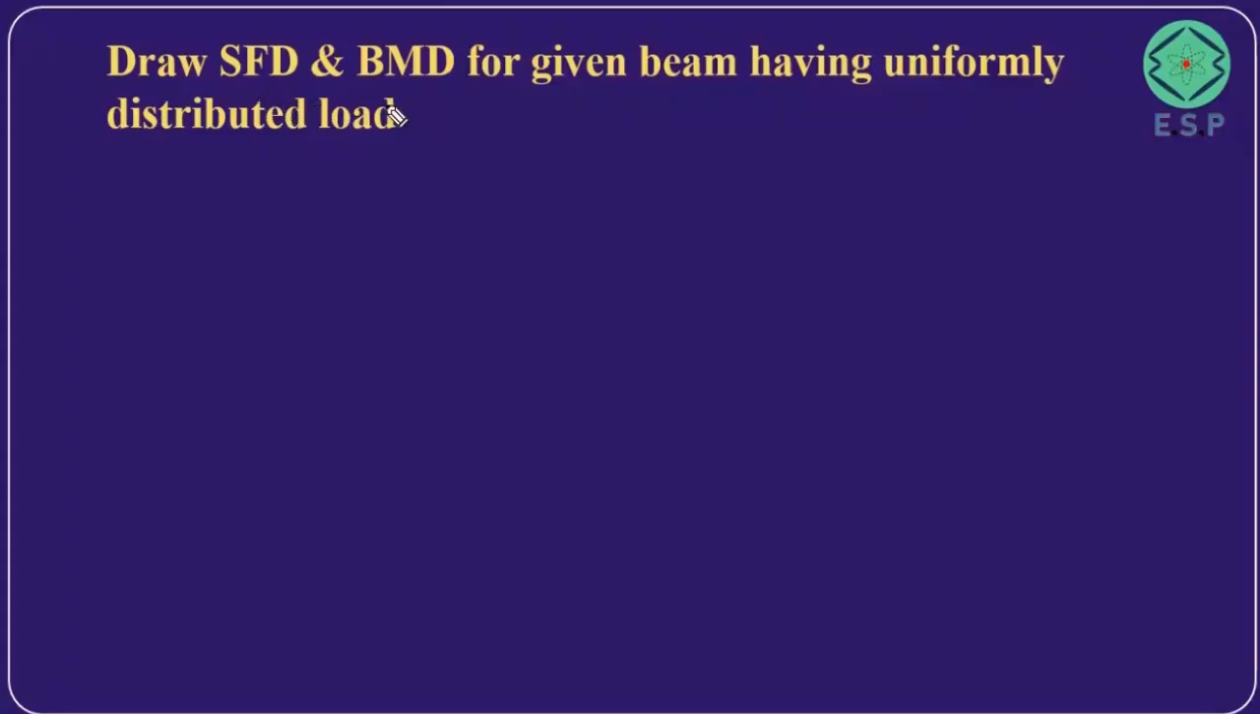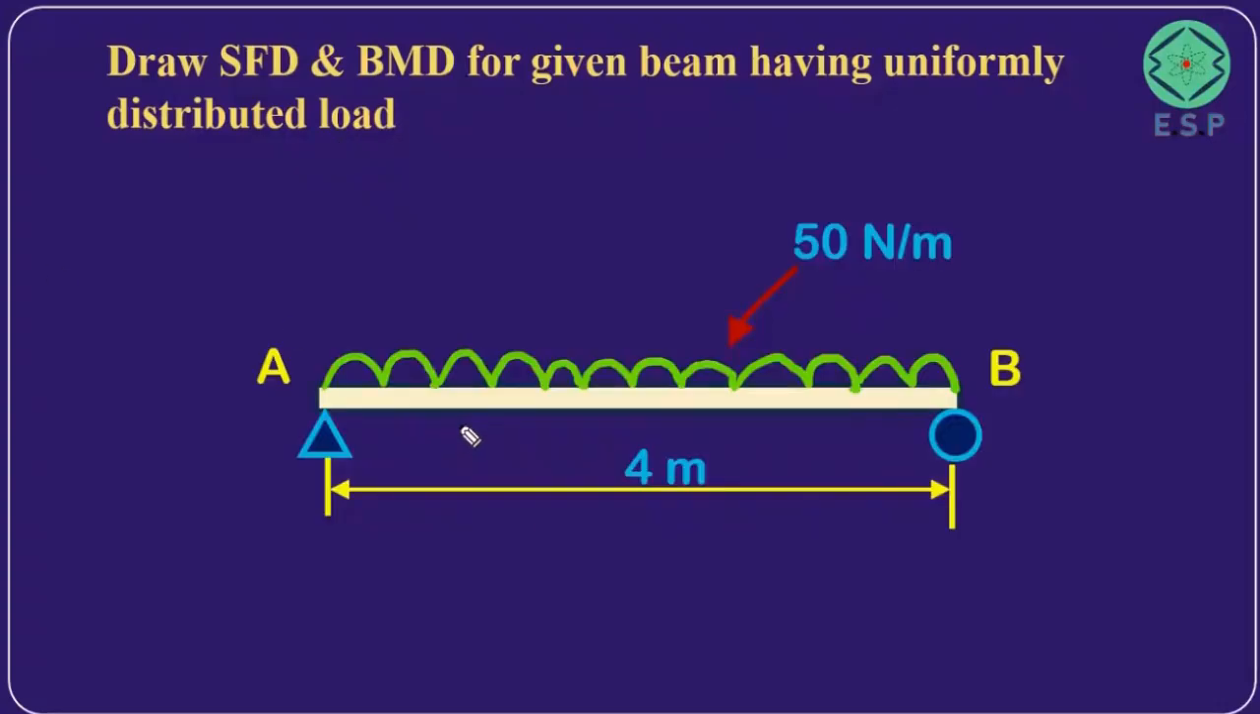Friends, let's draw the shear force and bending moment diagram for a given beam having uniformly distributed load. So if you look at here, we have got a beam AB which is simply supported at point A and point B. At point A we have got a hinge support, at point B we have got roller support. And there is a uniformly distributed load of intensity 50 newtons per meter acting on the beam over the entire span length of 4 meter.